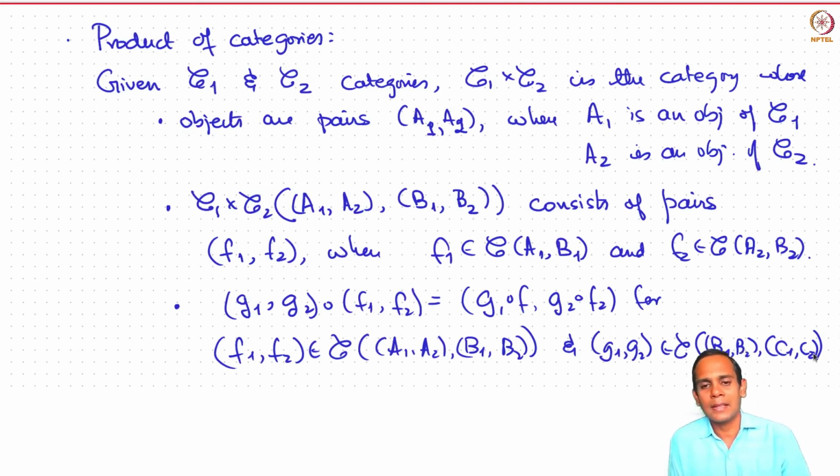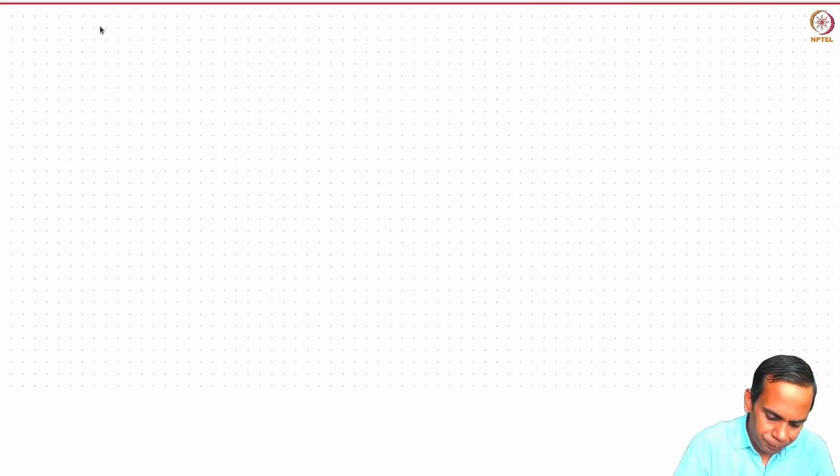And again, it's fairly straightforward to check that with this specification we actually get a category. The associativity and identity axioms are inherited from the categories C1 and C2. Now we come to the definition of subcategories, which is the last construction of a new category from an old one.